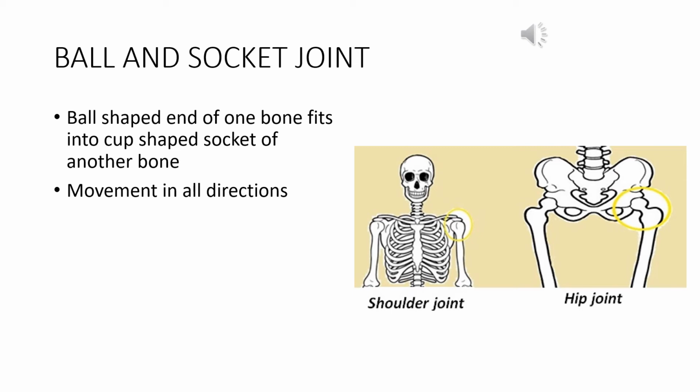The humerus, that is the bone of our upper arm, is attached to the shoulder blade through a ball and socket joint, and the thigh bone, that is the femur, is attached to our pelvic bones or the hip bones through a ball and socket joint. It allows movement in all possible directions.